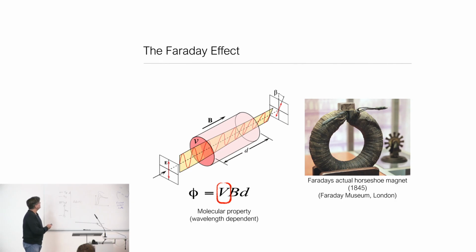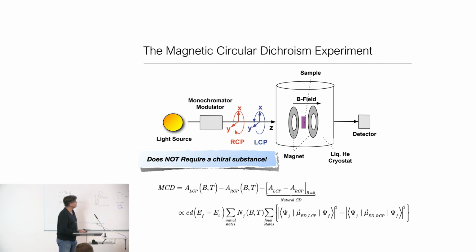So here you see that experiment. You have the linearly polarized light, and the electric vector is swinging perpendicular to the propagation direction. And then after it passes through the sample, that electric vector is being rotated. And today we're doing a slightly different experiment that is, however, closely related. It's related by a mathematical transformation, and that is the magnetic circular dichroism experiment.